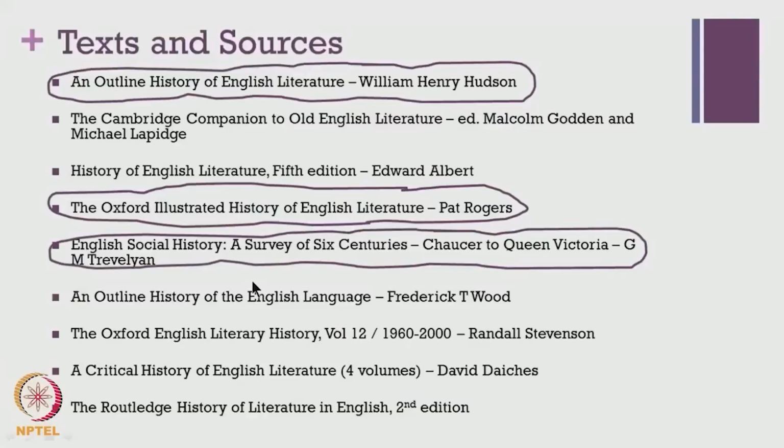And here we also see that G.M. Trevelyan's work, The English Social History, a Survey of 6 Centuries, is very important to locate our understanding of the socio-political context, especially in the early centuries when English literature and even the nation of England was getting framed. So, overall, this is how the course is going to be structured, with the objectives in place and also drawing from a variety of sources which talk about the history of language and literature.